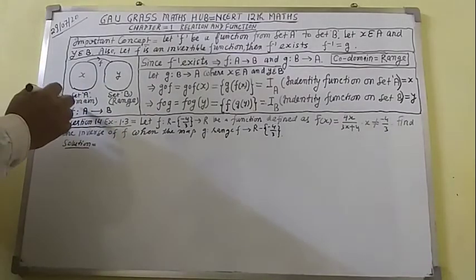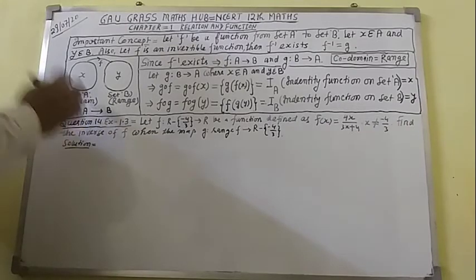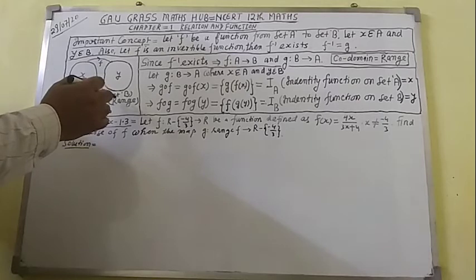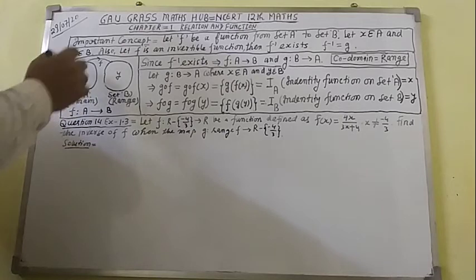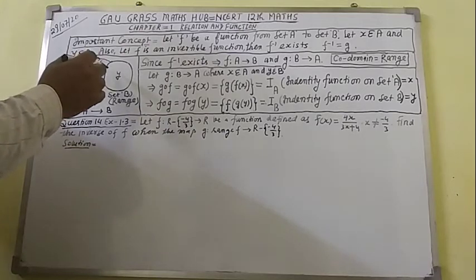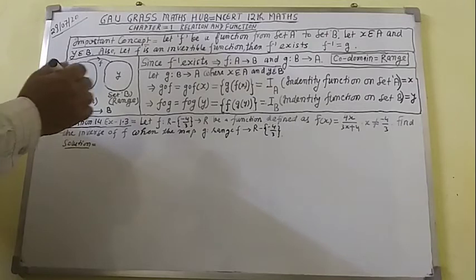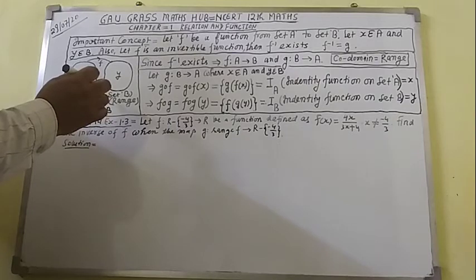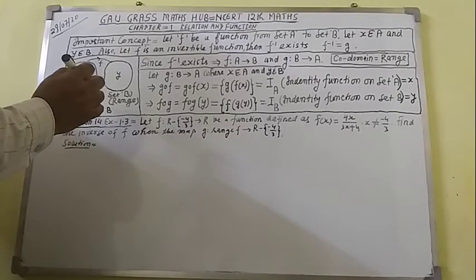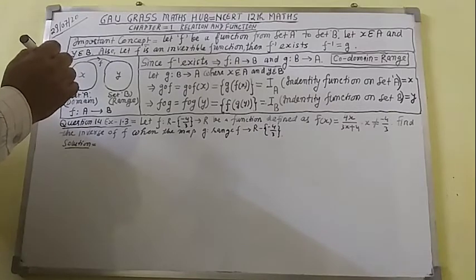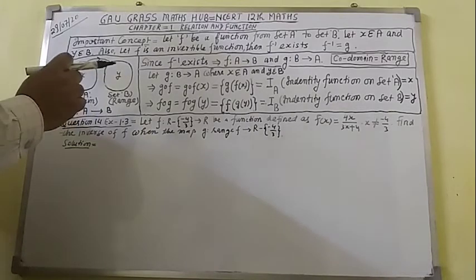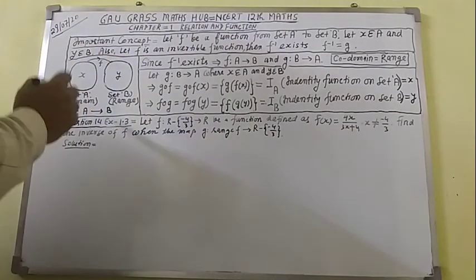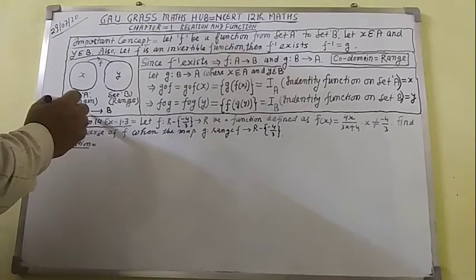Here you can see set A will be termed as domain and set B will be termed as range, because this mapping is one-one and onto mapping. That's why the whole of set B will be range. Codomain will be converted into range. Now f is a function from set A to set B.